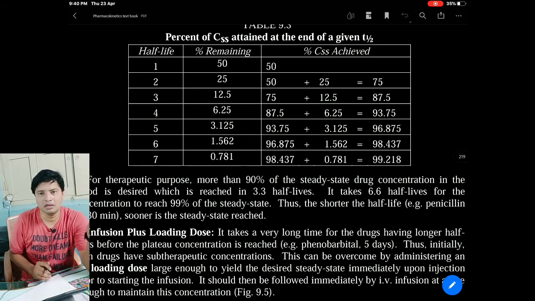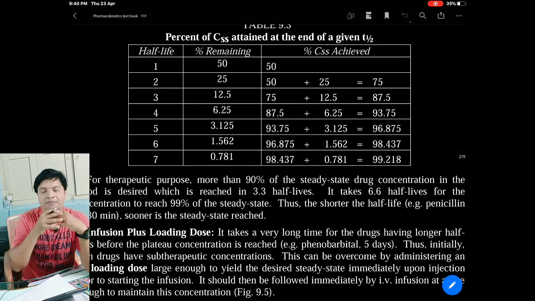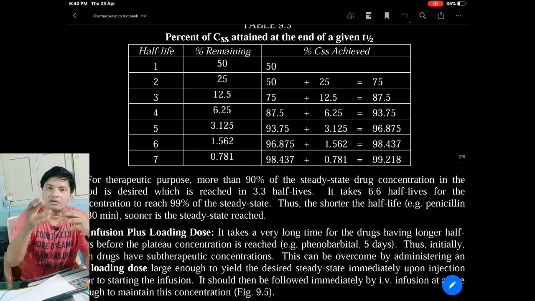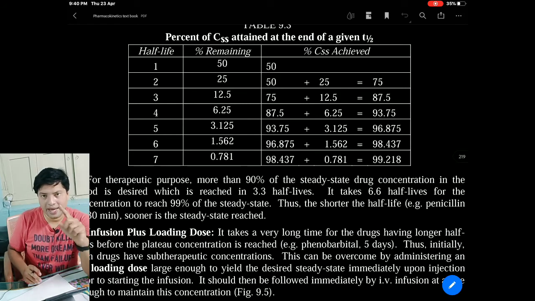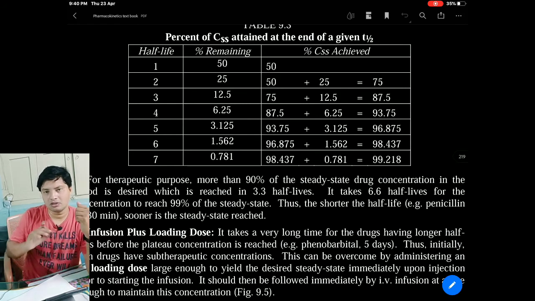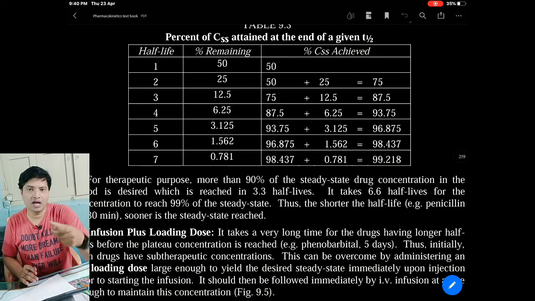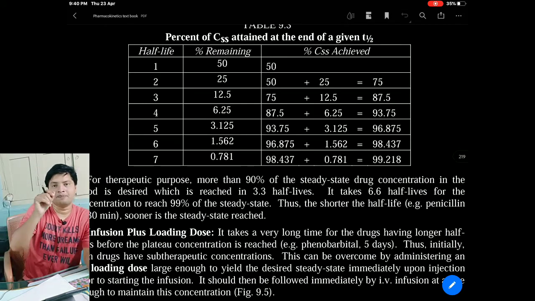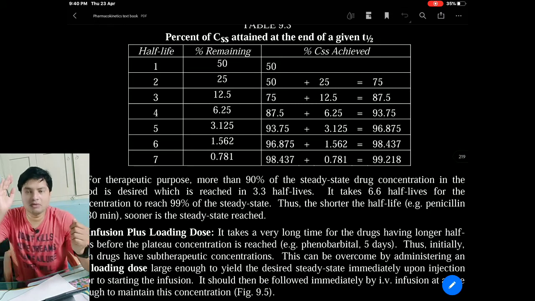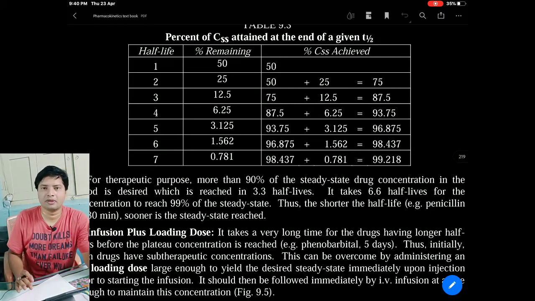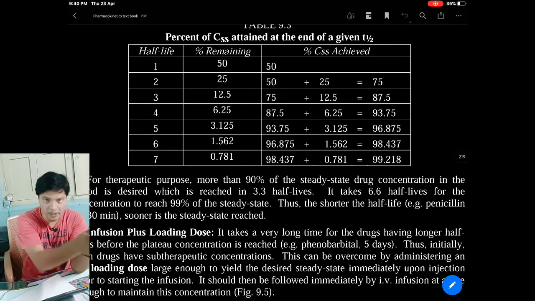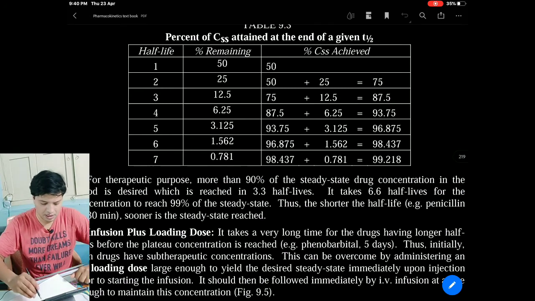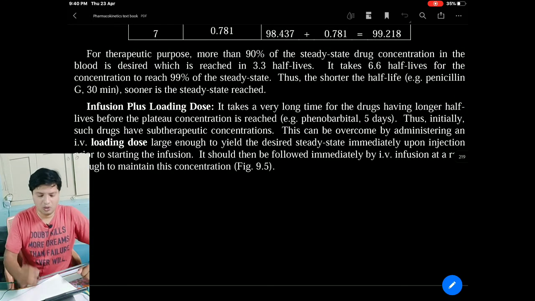So it is impossible. For that, what we do is, to get the steady state concentration early, we will inject one IV bolus dose. We call it a loading dose. One IV bolus dose we will inject. Okay, so IV bolus is being given. As soon as we give the IV bolus, within that span of time we will try to start IV infusion also. So what we are doing here is giving IV bolus as well as IV infusion. We call that loading dose and maintenance dose. We will see what that is. So infusion plus loading dose.